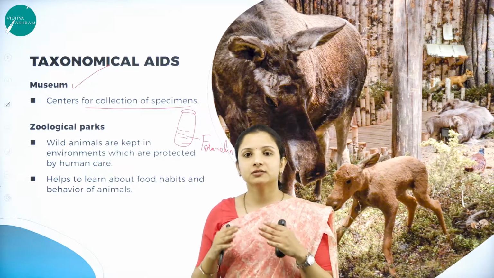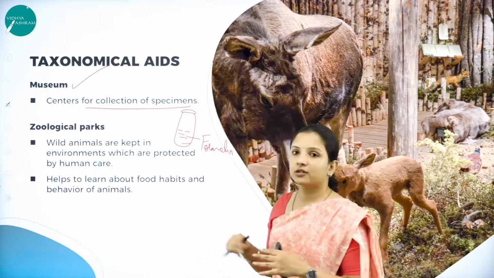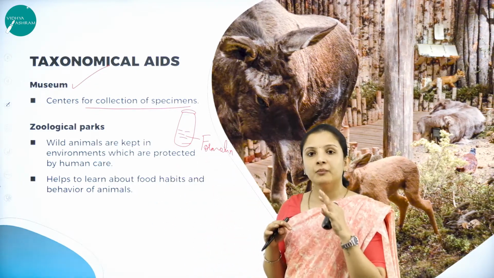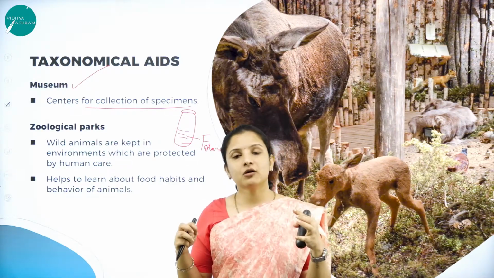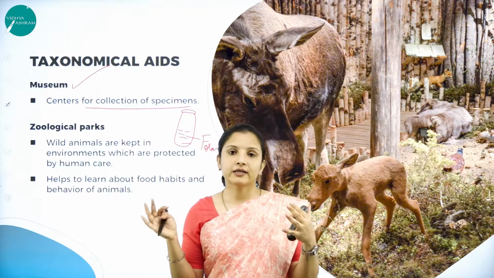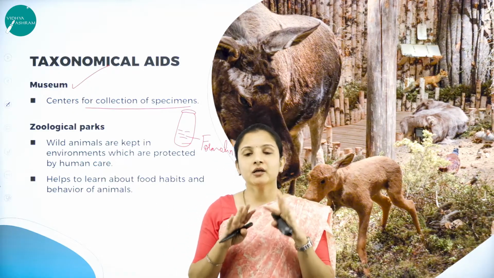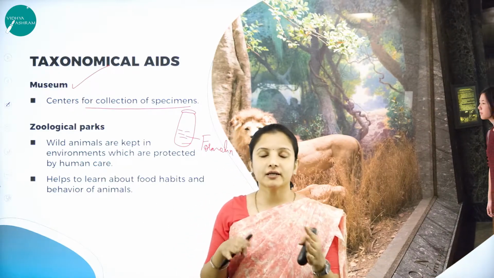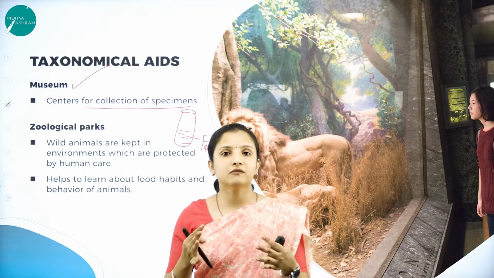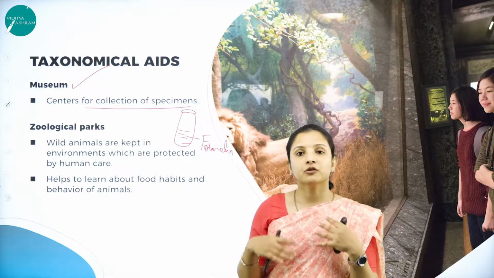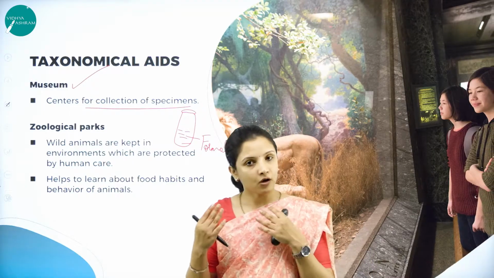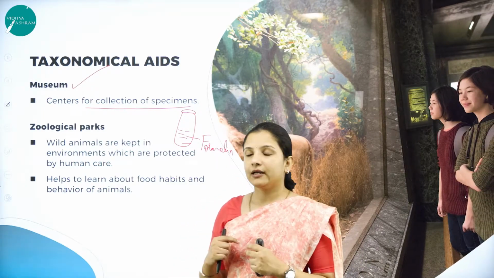Not just specimens in glass bottles stored in formalin, but you can also find stuffed animals. All the internal organs of the animal will be removed and it will be stuffed with cotton, so that by looking at the morphology, you can have a better view of that particular animal. So museums are very, very important to understand different organisms, be it plants or animals.